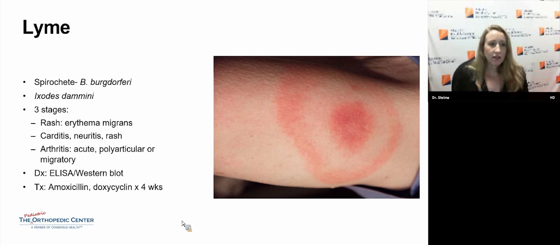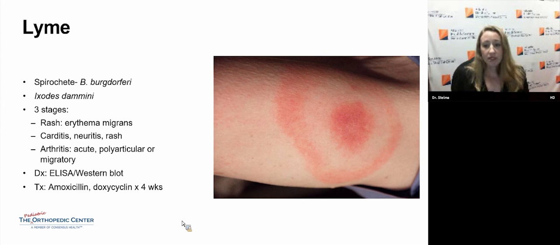All right, other fun things. Lyme disease is caused by a spirochete and carried by a tick. There are 3 stages really. So the rash, you can have that erythema migrans. They can also develop carditis, neuritis, or that rash. And they can also develop arthritis, but it can be acute, it can be polyarticular or migratory.